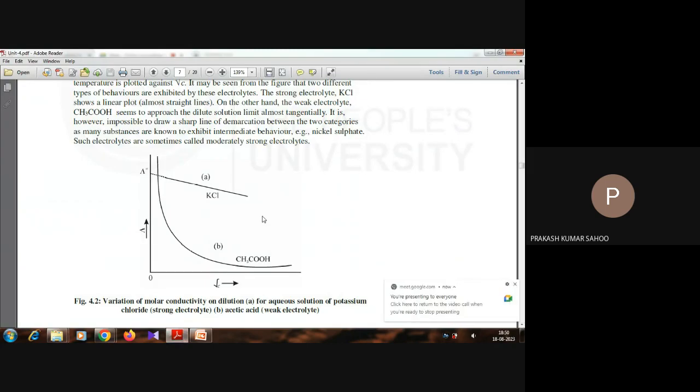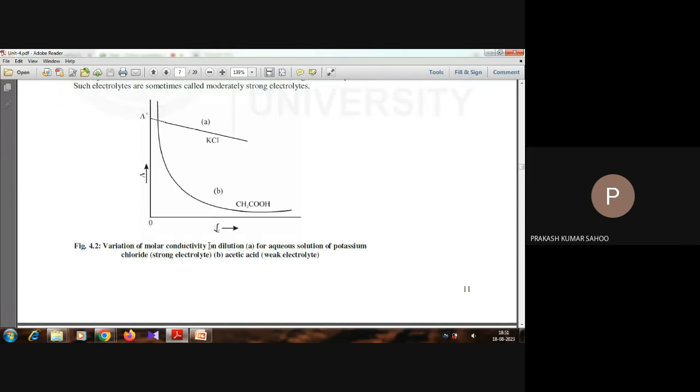So then we have the plot between concentration and conductance. If it is molar conductance or equivalent conductance, then we have this type of plot for your strong electrolyte KCl, and this type for acetic acid, a weak electrolyte, with a gradual decrease in equivalent conductance with dilution. On dilution, the conductance decreases for both strong and weak electrolytes.